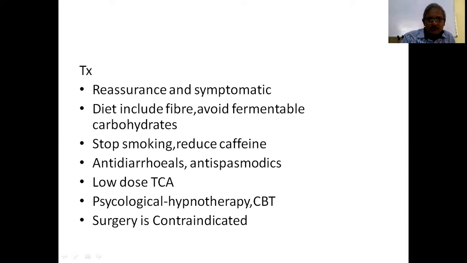And as a last option, we go for psychological treatment, or we refer some of them to psychiatry, maybe for hypnotherapy or cognitive behavioral therapy. That also may be helpful in certain patients. And absolutely, surgery is contraindicated. The patient may think he might require surgery, but you don't take up such cases and you don't do unnecessary laparotomies, because it is well said that a negative laparotomy is more dangerous.